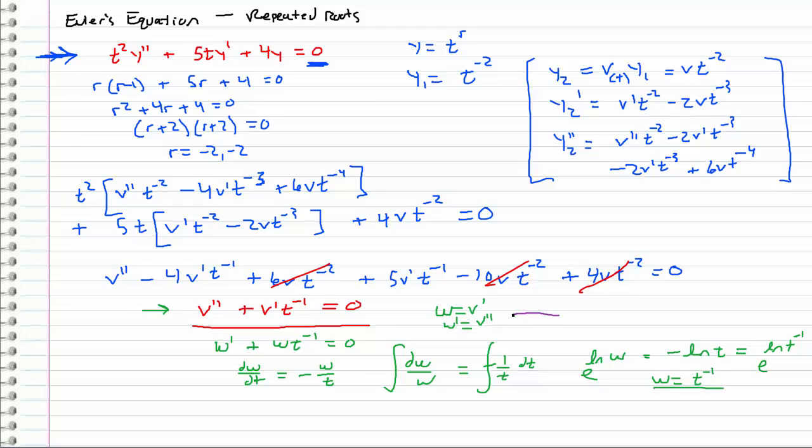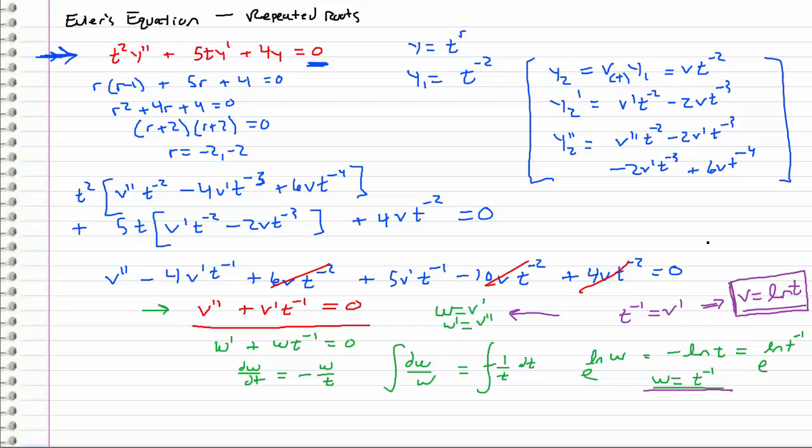But remember that we made a little substitution back here. w is equal to t to the -1, but w is also equal to v prime, so t to the -1 is equal to v prime. So all we have to do is integrate both of these sides, and we get v is equal to the natural log of t. Again, I'm not worrying about keeping up with the constants that come into play because that's just going to be tacked on at the end. There's no point in keeping up with them. So we just integrated both sides, and we got v is equal to natural log of t.